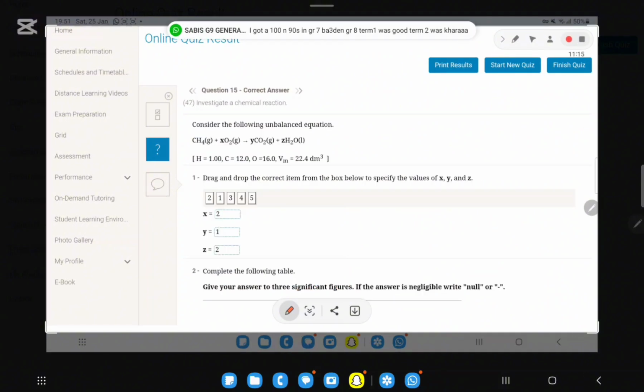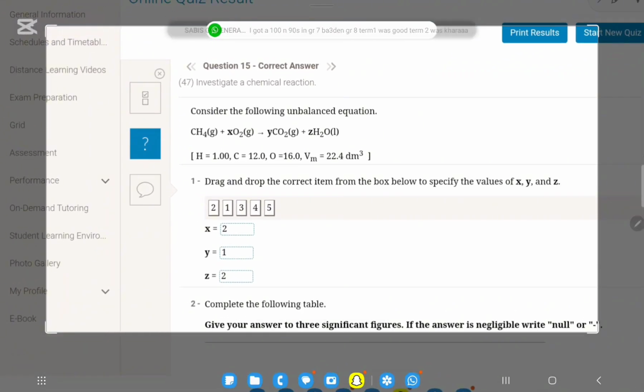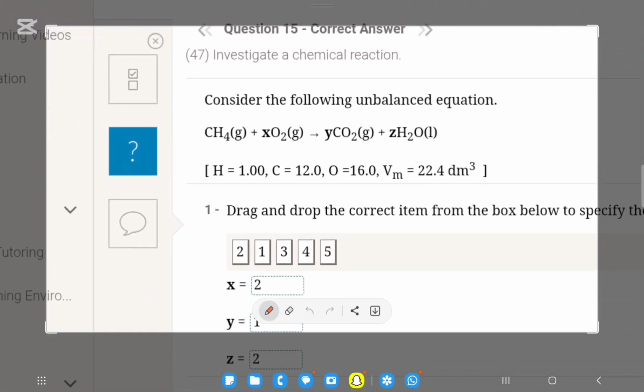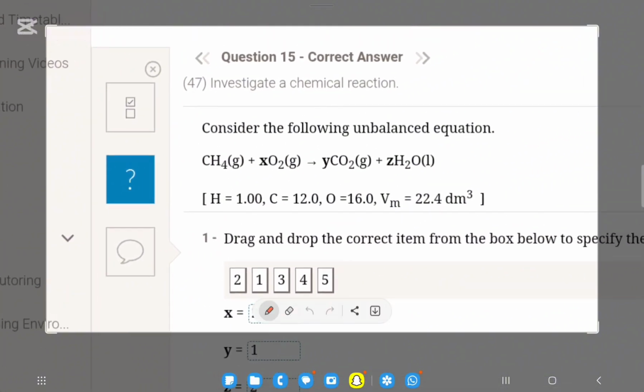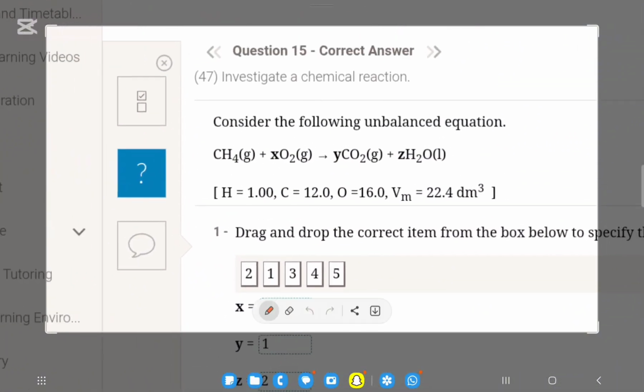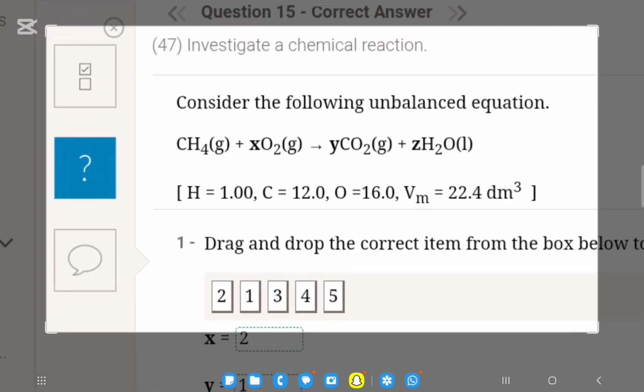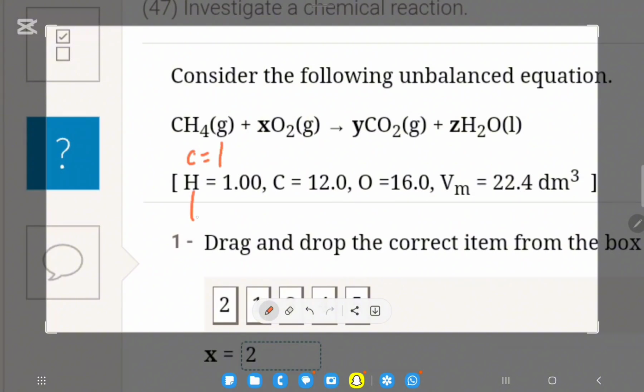Here, consider the following unbalanced equation. We have CH4 plus XO2 produces YCO2 plus ZH2O. They want us to balance it to get X, Y, and Z. To balance it, we write how many atoms we have. We have C1, H4, and O2 on the left. On the right we have C is 1, O is 2, and H is 2, O is 2 plus 1.